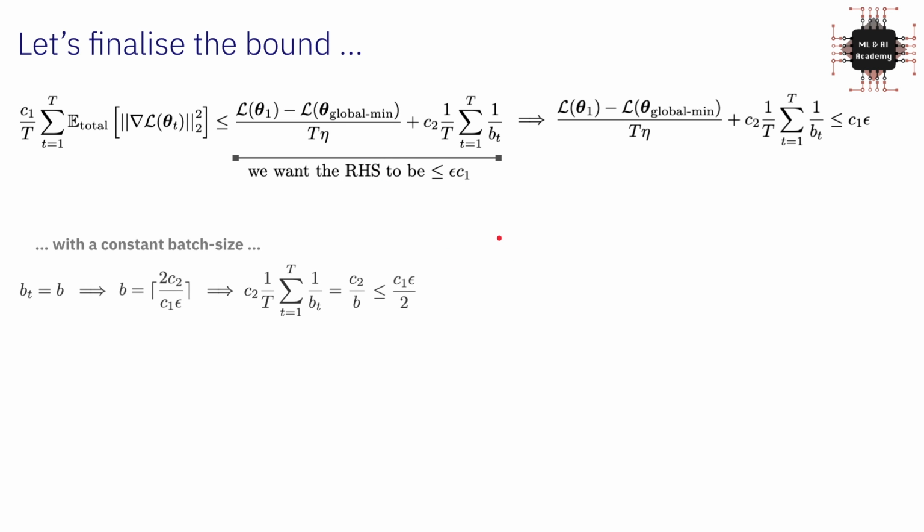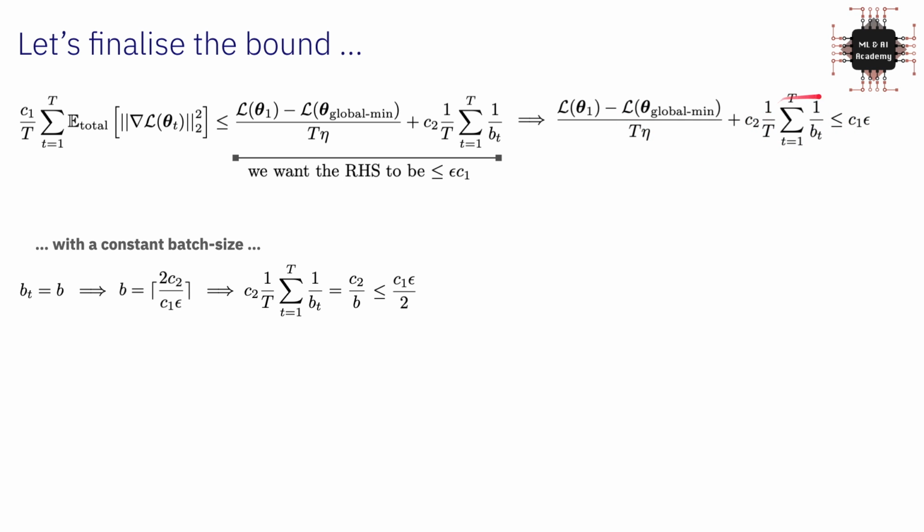Good. So now what we're left with is to see how many iterations T we would need in order to achieve this, and what happens when we consider different regimes for the batch size. So for now, let us say that we're going to choose the batch size to be a constant. So we're going to say BT is equal to B. We're just going to choose this to be a constant.